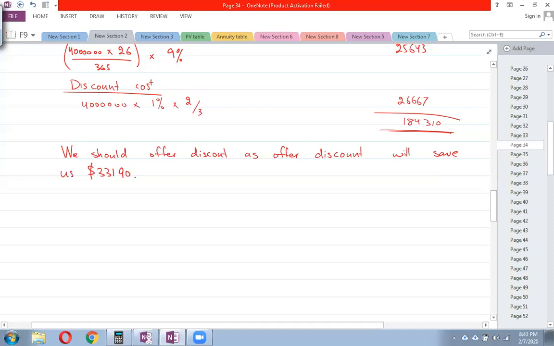Right? So we should offer the discount, as this will actually give us savings of 33,190. Right? Is it clear, everyone? Is there any issue?